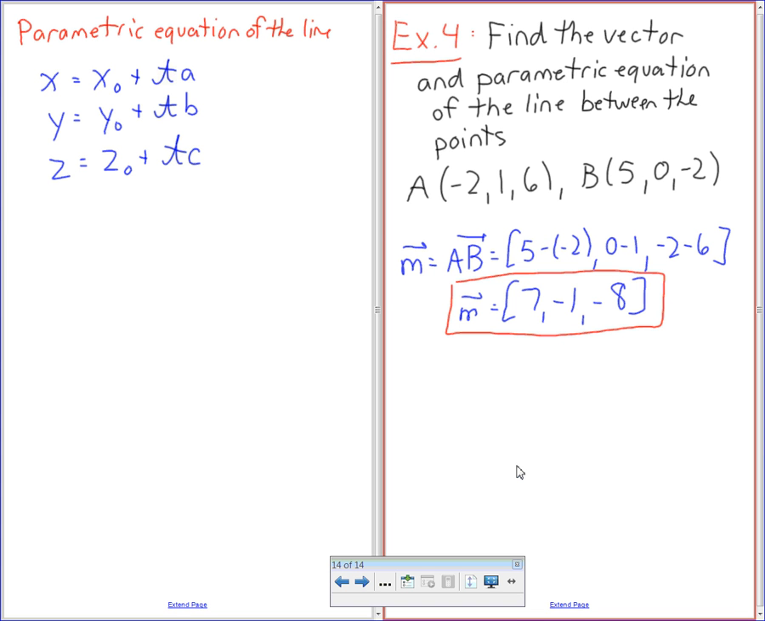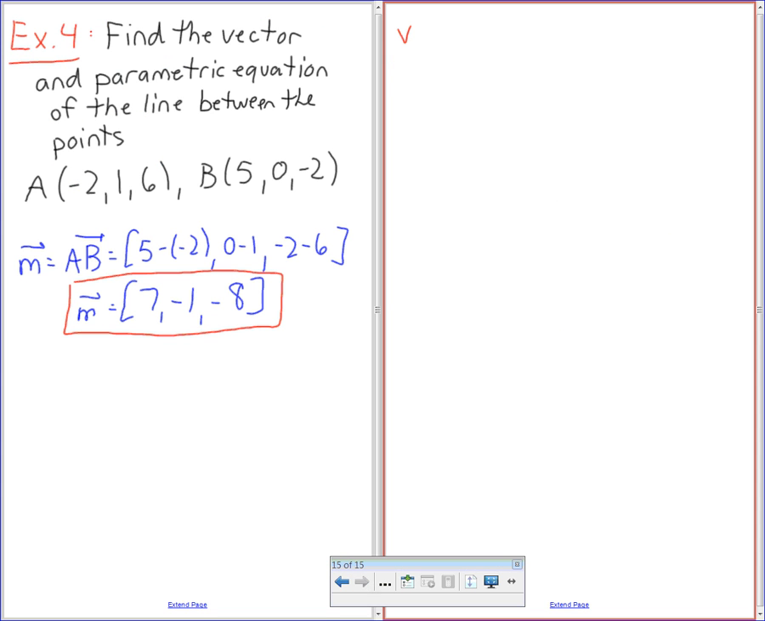Can I get another volunteer, please, before I pick on you, to give me the vector equation of the line, please? Rebecca, can you give me the vector equation of the line, please? Great. And again, if you preferred the second point, 5, 0, -2, and that was nicer for you, you can use that point. Can I get a third volunteer to tell me the parametric equation of the line, please?